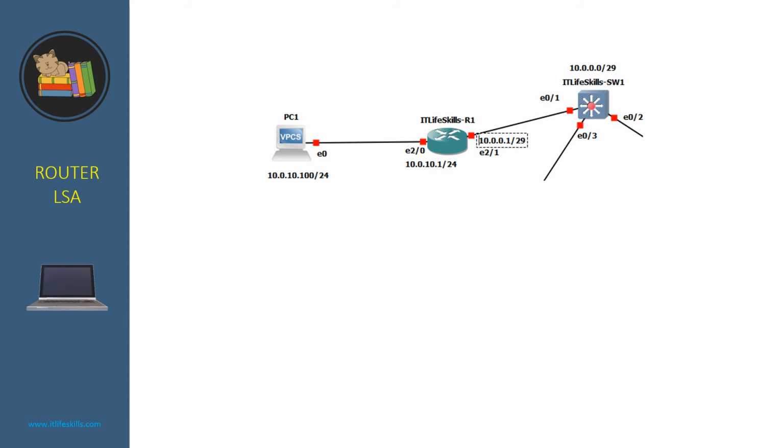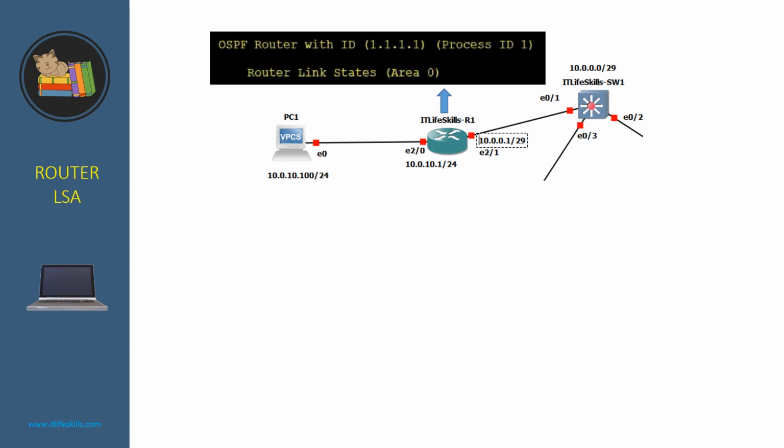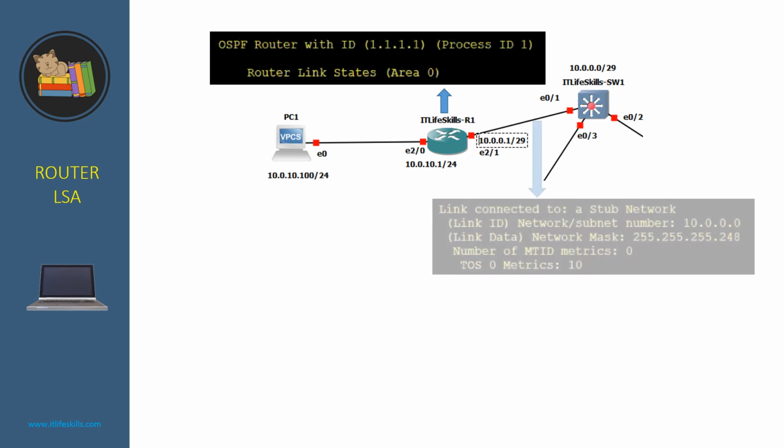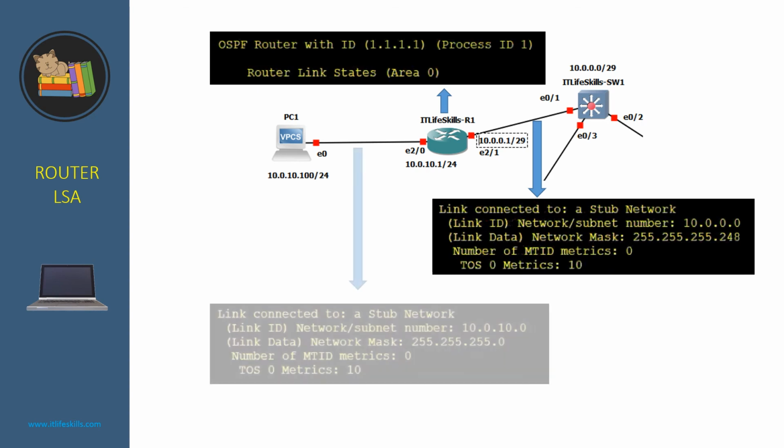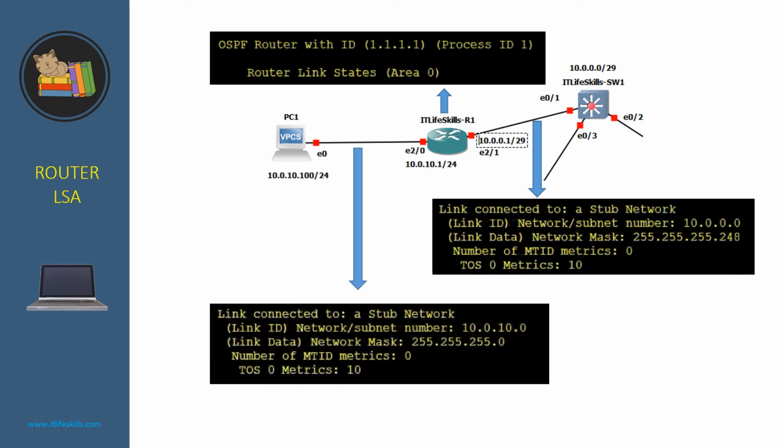Let's use this network diagram to see how the router LSA describes the network. First of all, it describes the router that created the router LSA, and it is for area 0. And it describes the first link from IT Life Skill Router 1 to IT Life Skill Switch 1. And it describes the second link from IT Life Skill Router 1 to PC1.